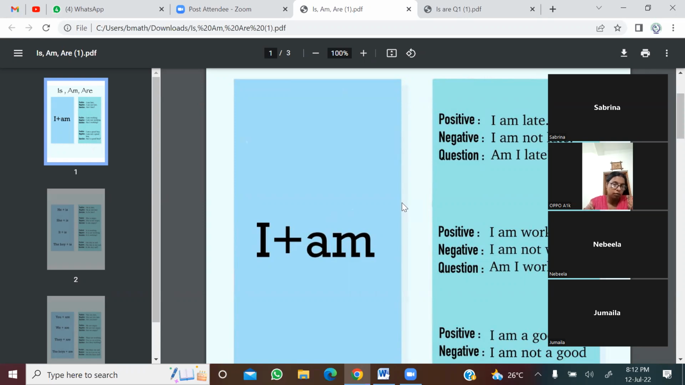For the positive sentence, I am late. When you write it in the negative, it becomes I am not late. You can use the short form and say I'm not late. And in the question form, you have to interchange the pronoun and the linking verb. I am becomes am I late? So that's how you frame a positive sentence, a negative sentence, and an interrogative sentence.